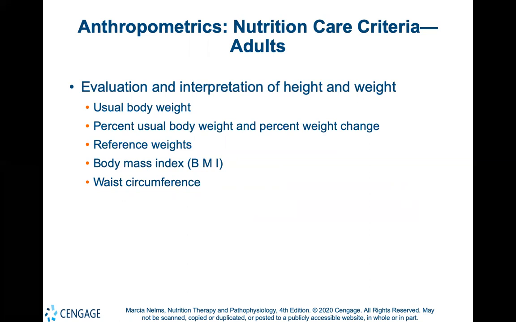Percent usual body weight is calculated as current body weight divided by usual body weight multiplied by 100. Percent weight change is calculated as present body weight minus usual body weight divided by usual body weight multiplied by 100. Height weight tables and body weight recommendations estimated from these data were initially created by the life insurance industry. These data have been criticized and their use is discouraged as the original population does not correlate with the current population in the United States.